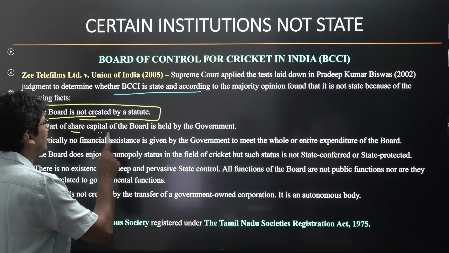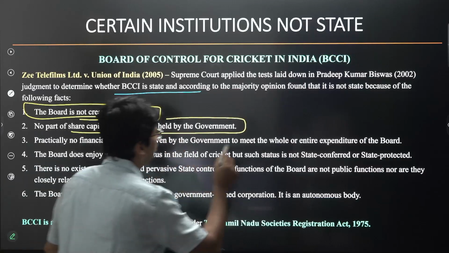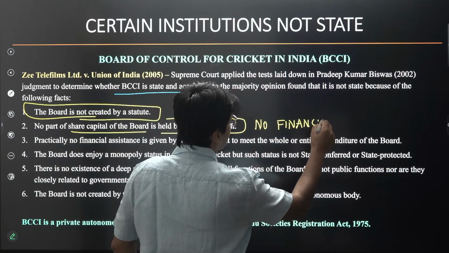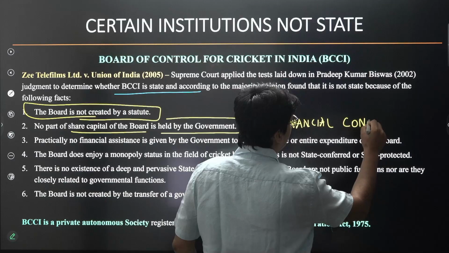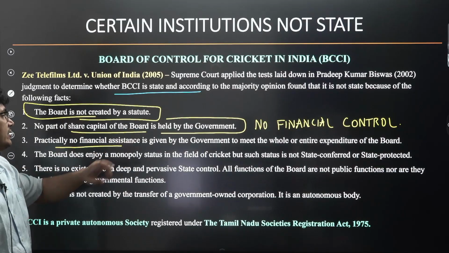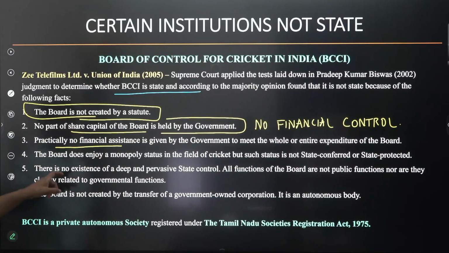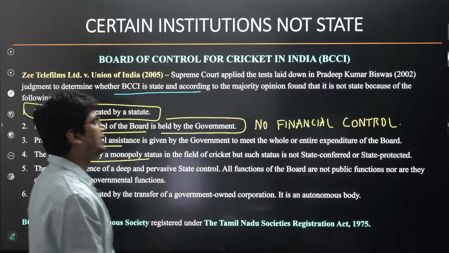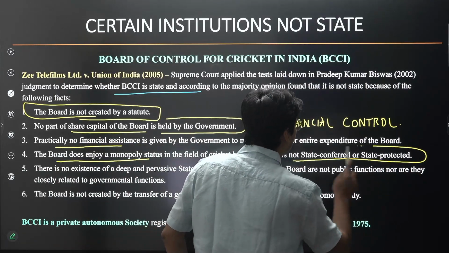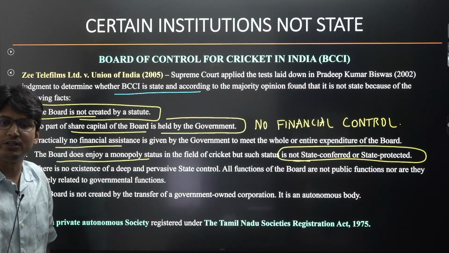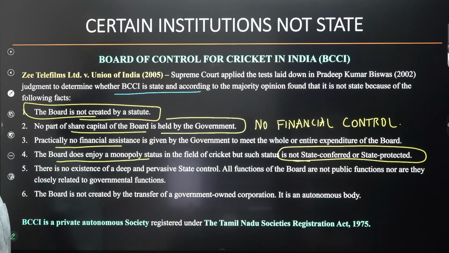No part of the share capital of the board is held by the government. So there is no financial control. Practically no financial assistance is given by the government to meet the expenses of the board. The board does enjoy a monopoly status in the field of cricket, but such status is neither conferred by the state nor protected by the state. Yes, BCCI has a monopoly with respect to the cricket team, but that monopoly is because of itself, not because of sponsorship by the state.